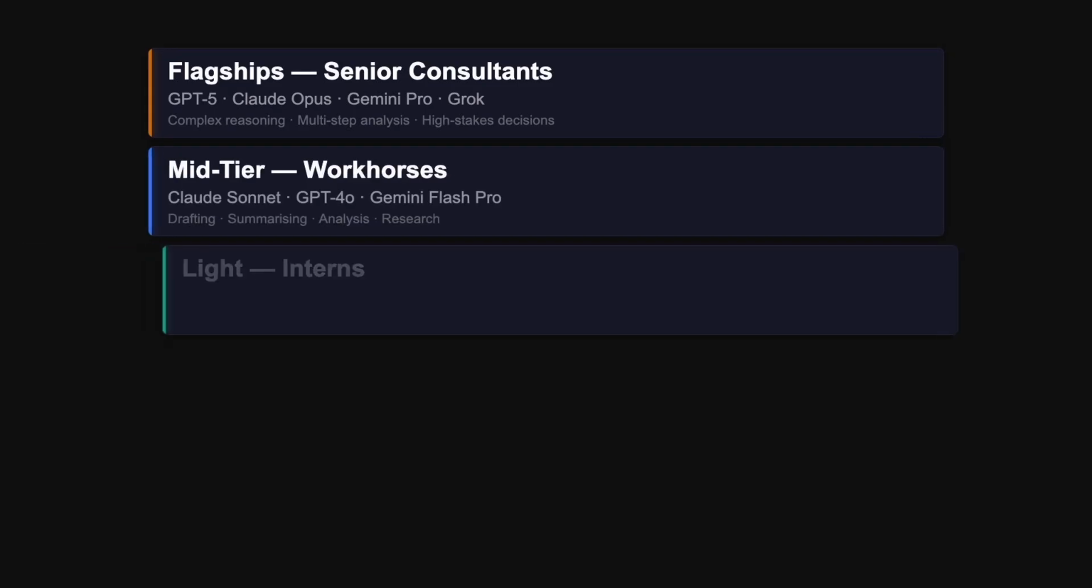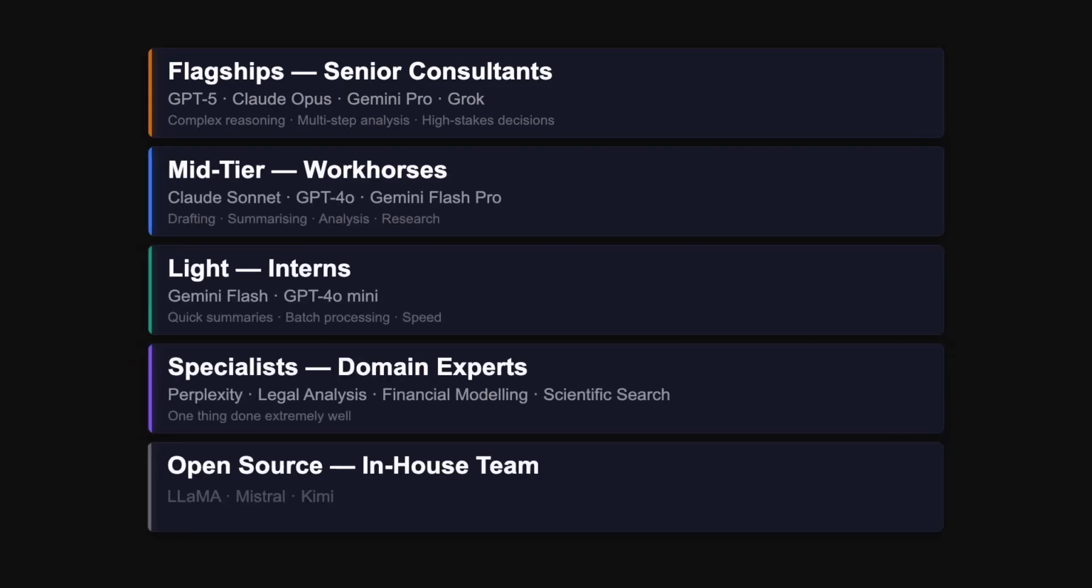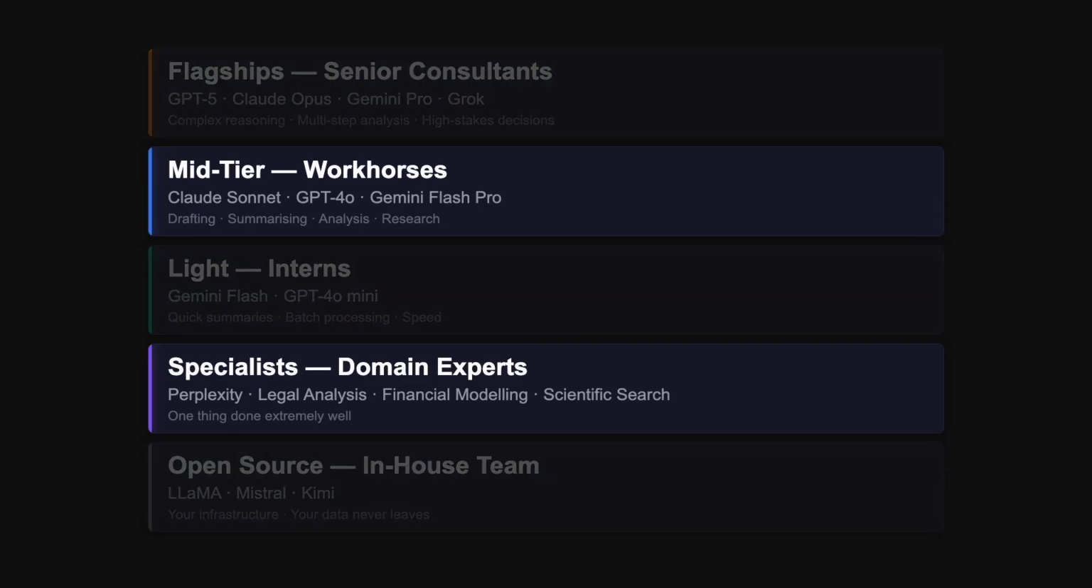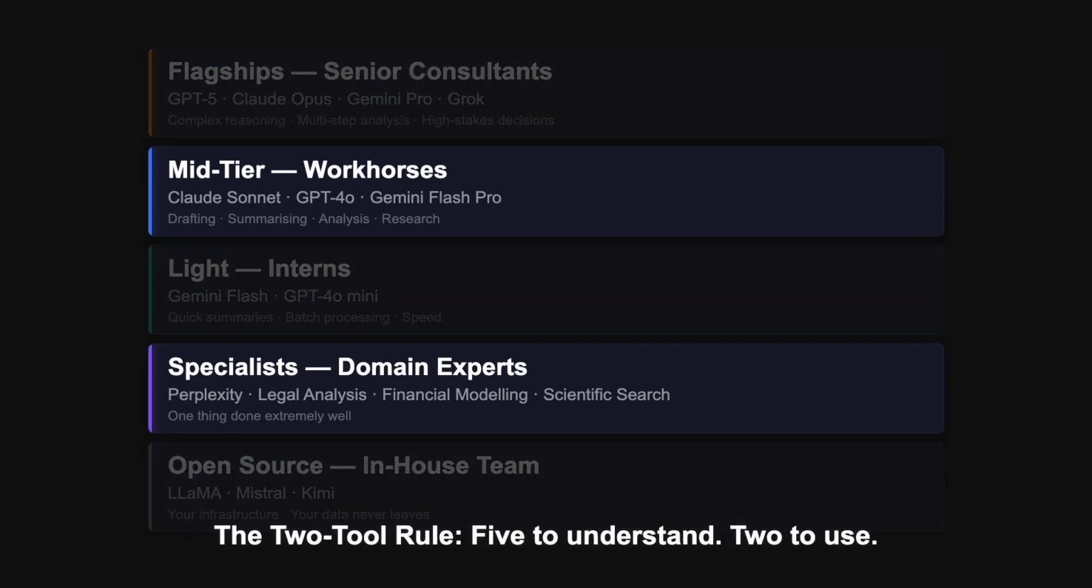Beyond the 3 tiers we've just talked about, there are actually 2 more categories. Categories that most AI advice completely ignores. First, specialists. Think of these as domain experts, tools for specific research, legal analysis tools, financial modeling tools, scientific literature search. They do one thing extremely well, worth paying for if you use them regularly within your work.